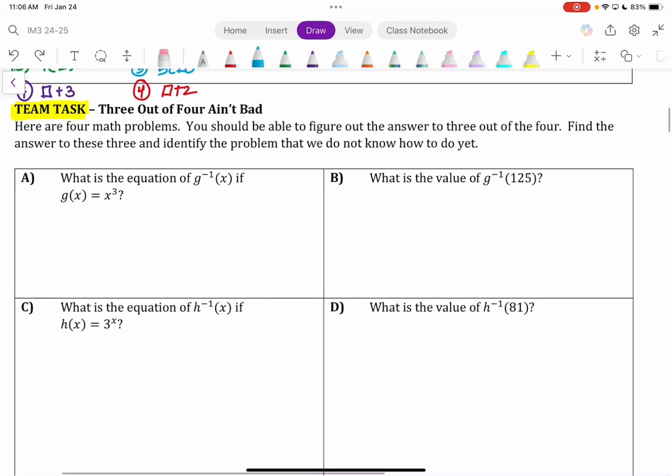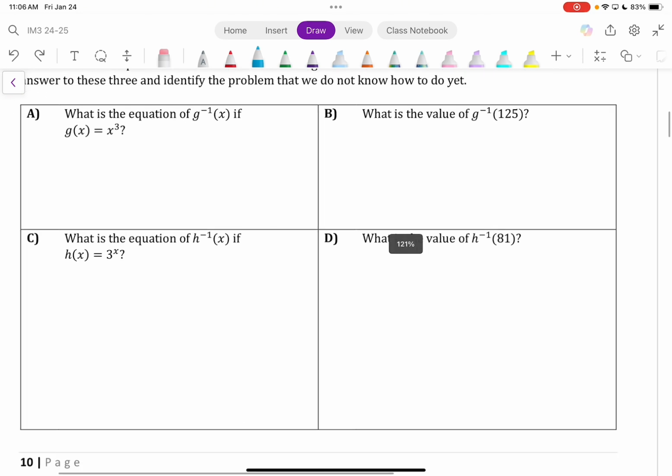3 of these I have shown you how to do. The 4th one we don't exactly know how to do, and that's what we're going to focus on today. So let me give you the next 8 minutes, and you're going to answer with your team parts A, B, C, and D, or at least 3 out of 4 of them. If you have any questions, please call me over. Otherwise, this time is yours.